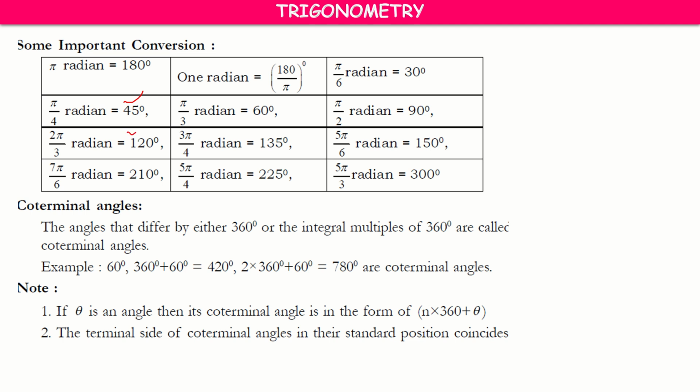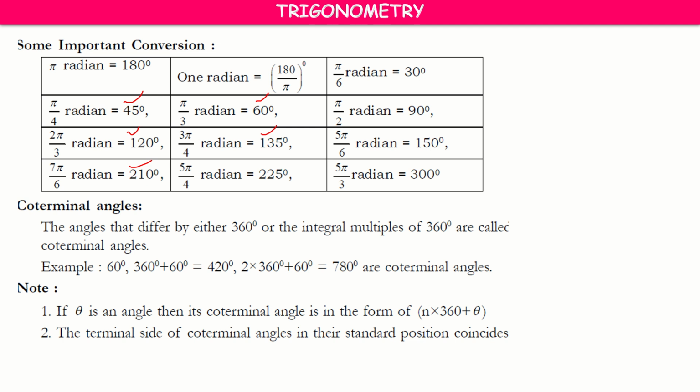360 by 3 is 120 degrees only, no? 7 into pi means 7 into 180 by 6. If you divide, you will get 210 degrees. Here it is also the same. Pi radians means pi means 180. 180 by 3 is 60. 3 pi by 4 means 3 into 180 by 4, if you divide, you will get 135.